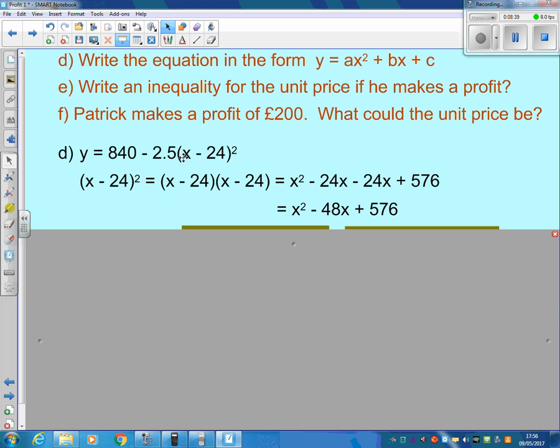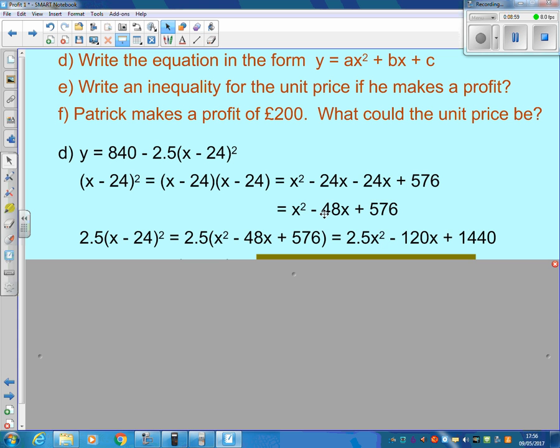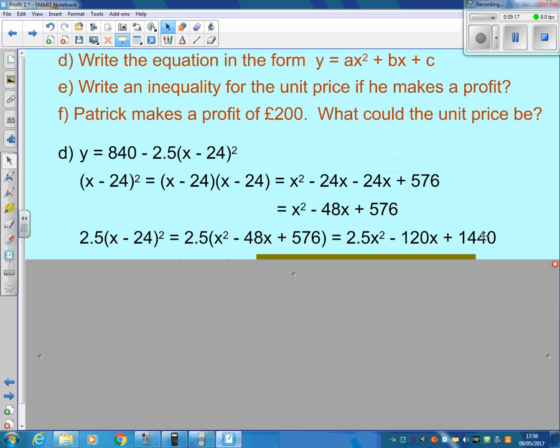However, I want 2.5 lots of that. I could work out minus 2.5 lots of it, but I'm just going to do it first, just 2.5 lots of it. So I do 2.5 lots of (x minus 24) squared. Well, it's going to be 2.5 times this. 2.5 times x squared, 2.5 times minus 48x, which you can check on your calculator comes to minus 120x, and 2.5 times 576 equals 1,440. So all I've done is multiply everything by 2.5.